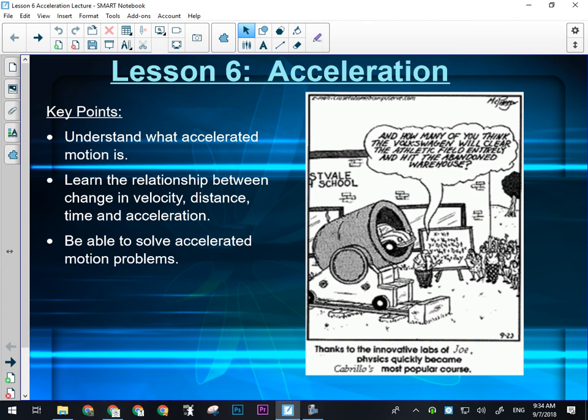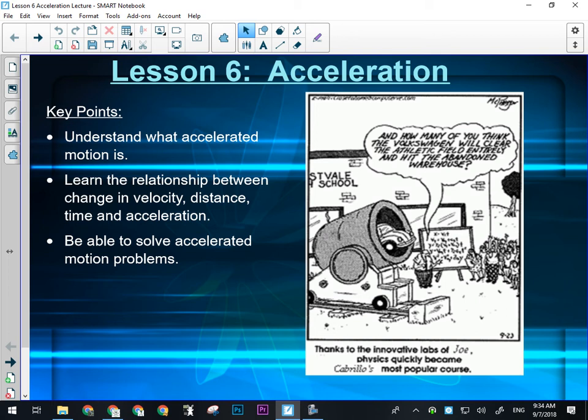All right, so we talked a little bit about acceleration when we were talking about velocity versus time graphs. So it's kind of fitting to get into it now because we've talked about what it looks like on a graph. Accelerated motion is any time the velocity of an object is changing. That's the first thing we need to understand: what is acceleration? It is any change in velocity over time, right?